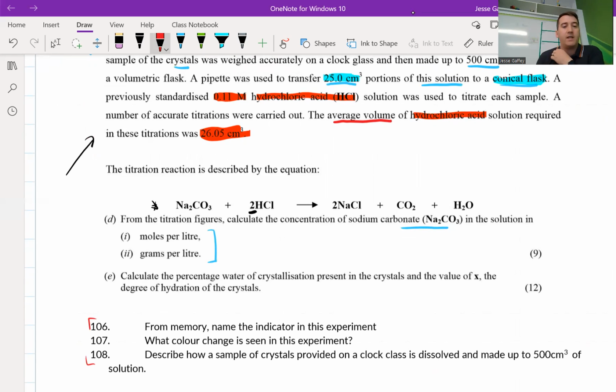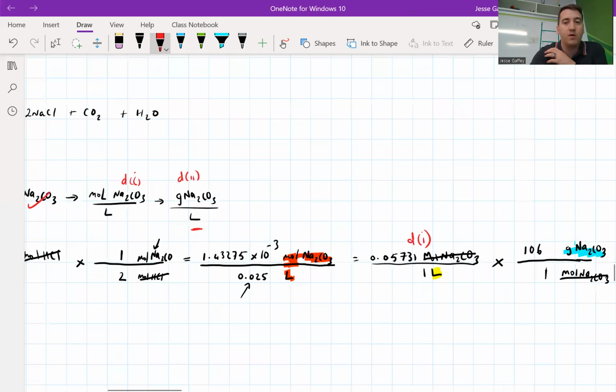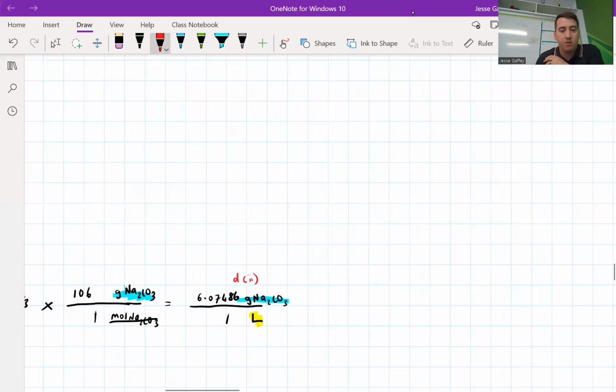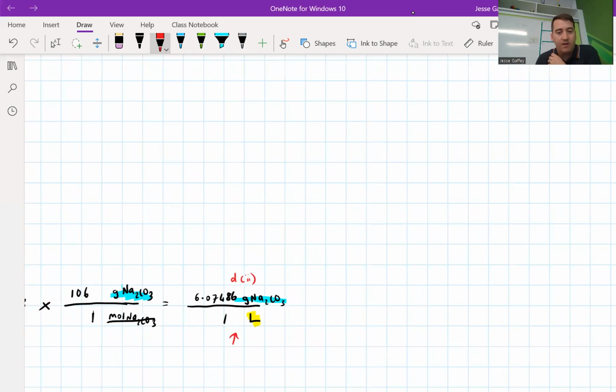Okay, so let's break down into two parts, E part 1 and E part 2. Find the percentage of water of crystallization. What percent of the crystals, the original crystals, was water? Okay, so let's plan this out. What are we going to do? We're going to use this number again, by the way, because we know that we should have 6.07486 grams of sodium carbonate in every 1 liter. That's the concentration. So what we're going to do is we're going to find how much of it is water then.